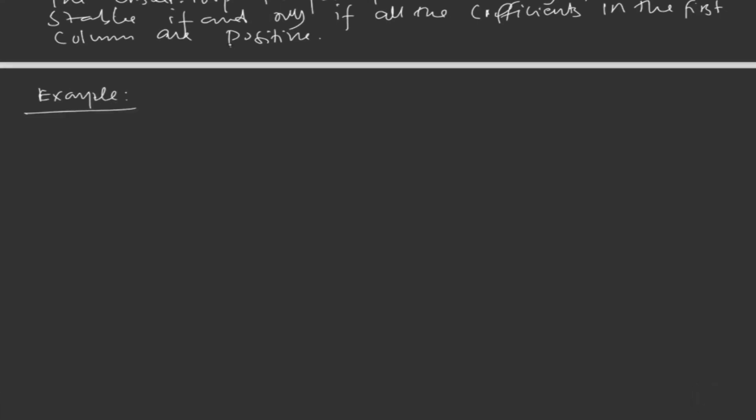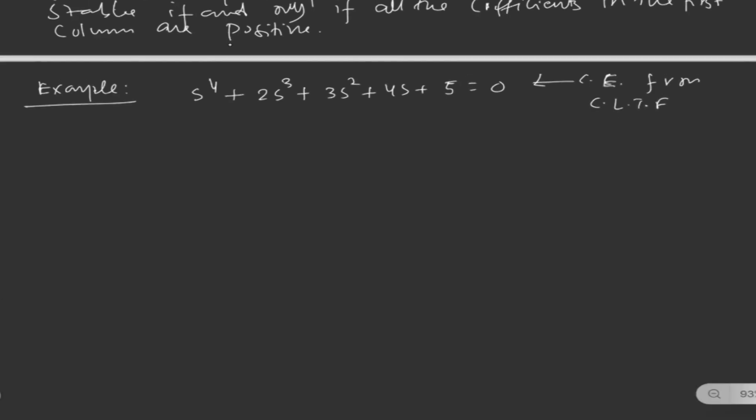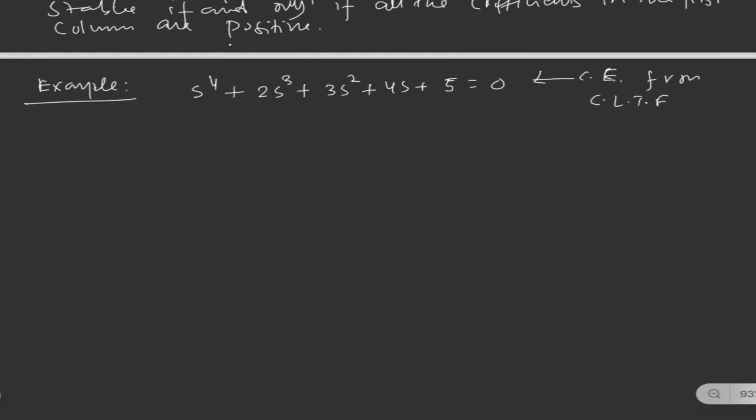Let's take a simple example. Let's assume we have a characteristic equation s to the 4, from the closed loop transfer function, 2s3 plus 3s square plus 4s plus 5 equal to 0. This is the characteristic equation we are getting from the closed loop transfer function. And we can form the Routh array.